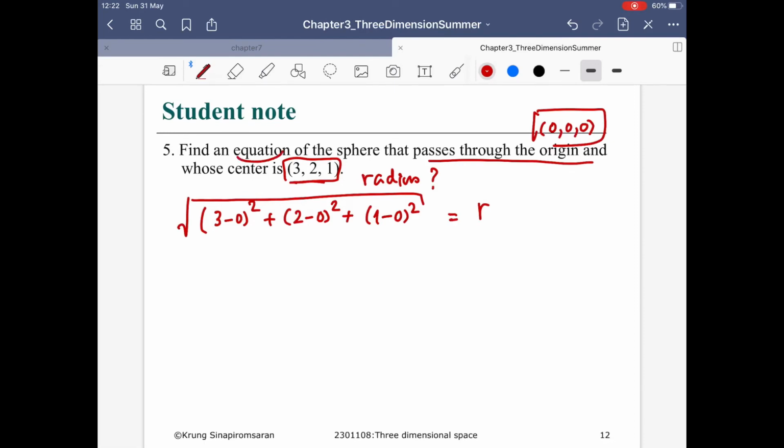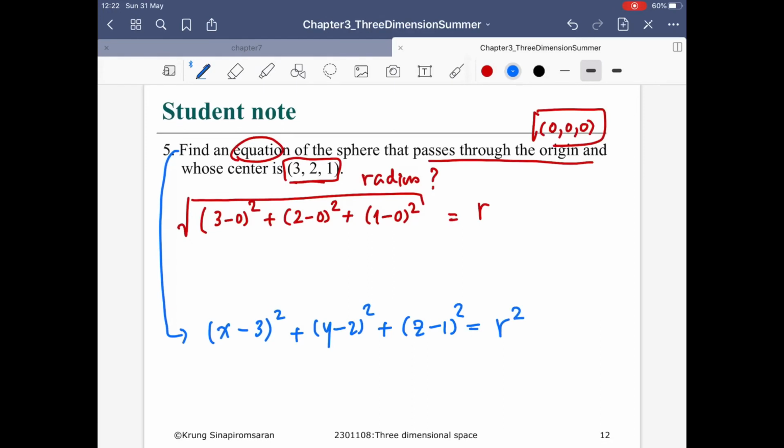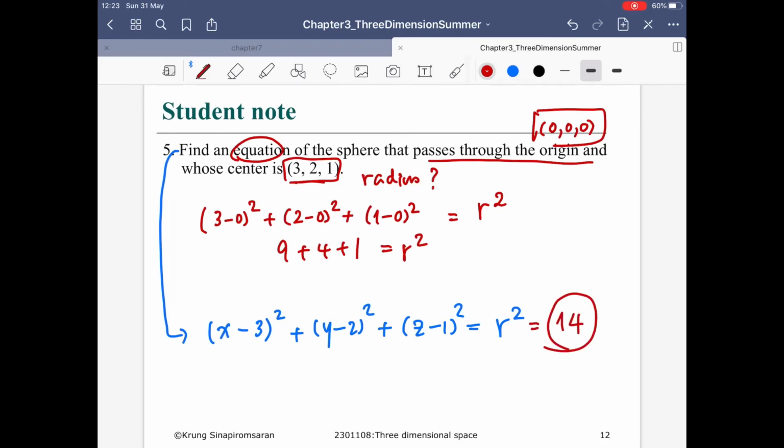But if you need to find the equation of the sphere, you should know that it's going to be (x minus 3) square, (y minus 2) square, (z minus 1) square equals the radius square. So why bother taking a square root to find the radius? You can just ignore the square root and simply find the radius square at once. So here's a 9, a 4, and a 1. So your radius square is 14.